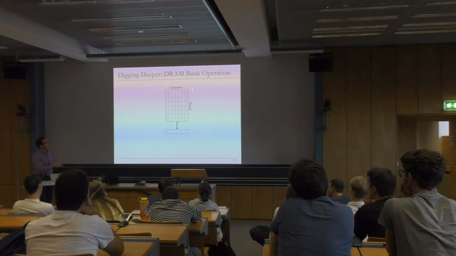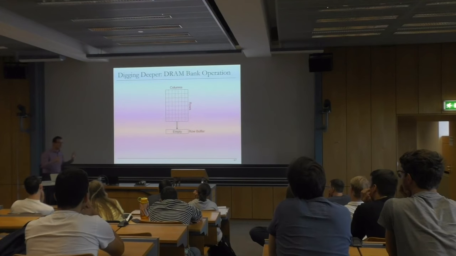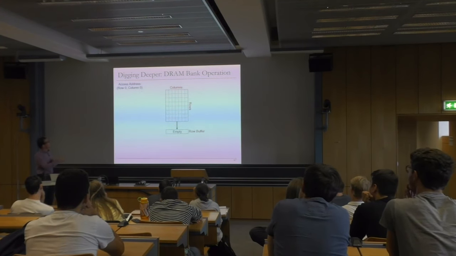If you look at a DRAM chip internally, you have a row buffer, and the data first needs to be brought from a row into the row buffer so that you can read it. Initially, this row buffer is empty. Let's assume that. And let's take a look at how things are accessed.